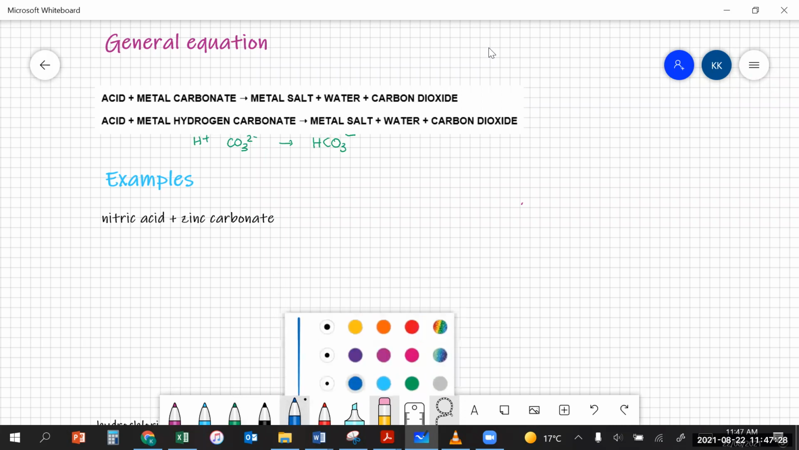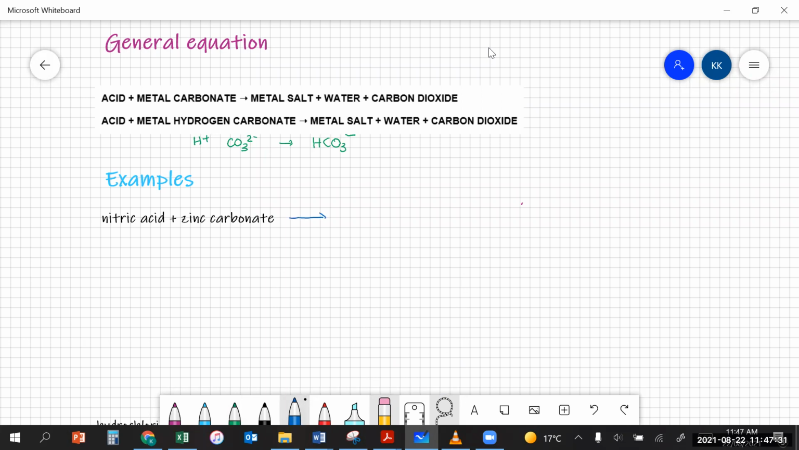All right, so we would be expecting to get a metal salt. Our metal here is zinc, and nitric acid will make nitrate salts. And then we always get water and carbon dioxide produced as well. To write a balanced chemical equation for this, we simply need to start with writing out the correct formula for everything that's in the equation. So we're going to start with nitric acid, which is HNO3. How are you going at remembering your acid formulae?